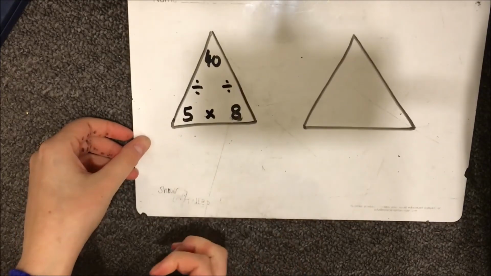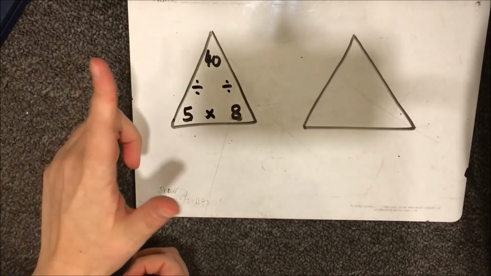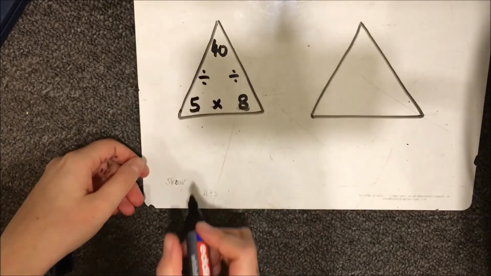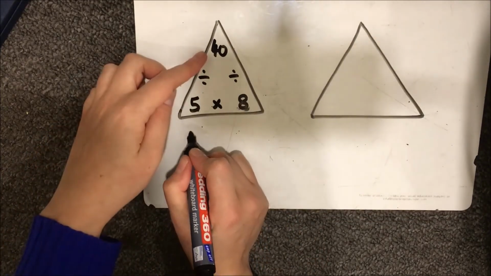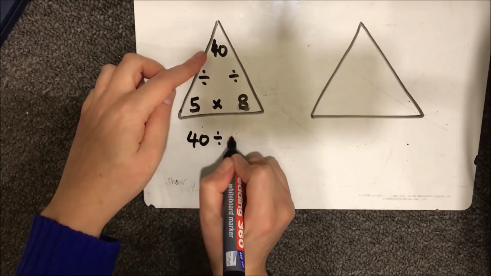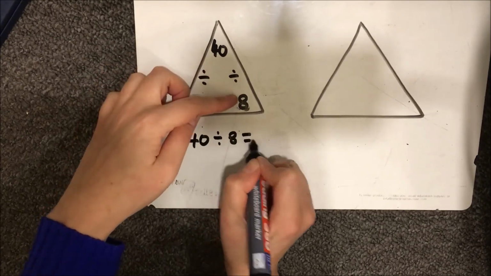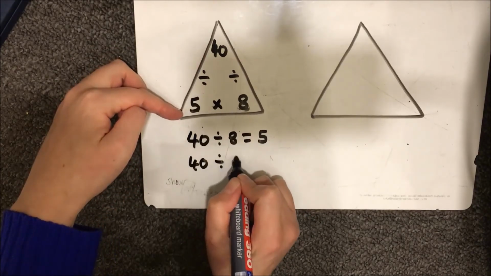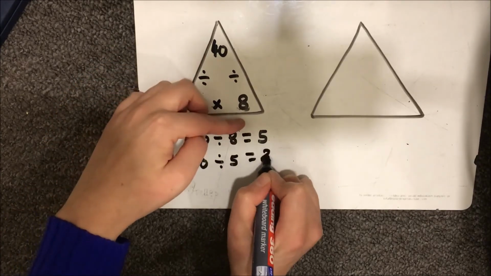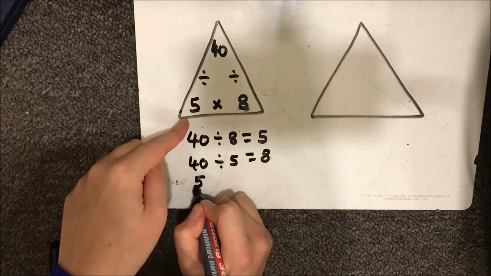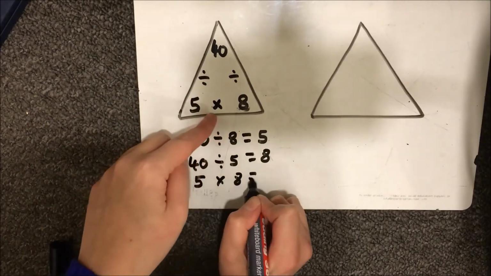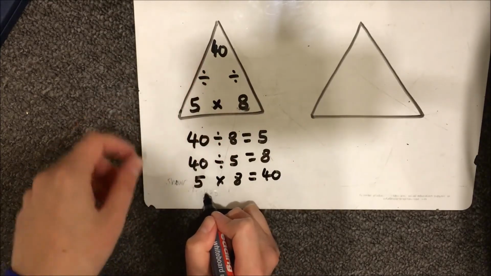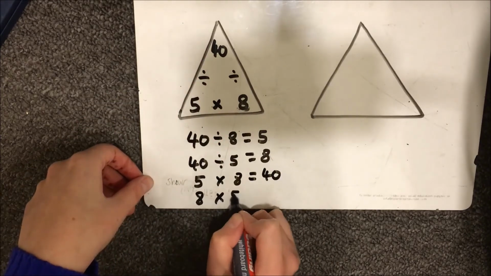What 4 number sentences could I write? Remember doing 2 divide, 2 times. Have a go at doing that now. The first one I could write, I'm going to go from the top. 40 divided by 8, same as 5. We can do it the other way around. 40 divided by 5, same as 8. Now my times ones. 5 times 8, same as 40. 8 times 5, same as 40.